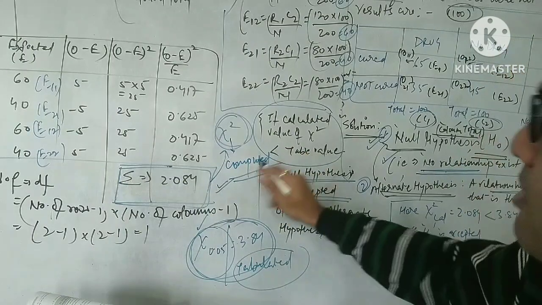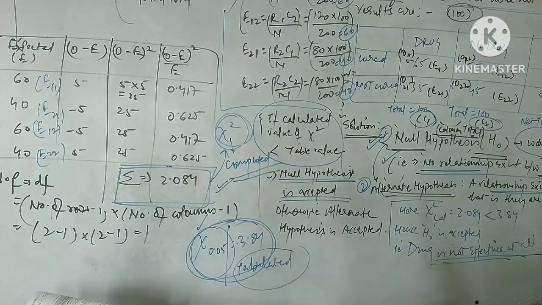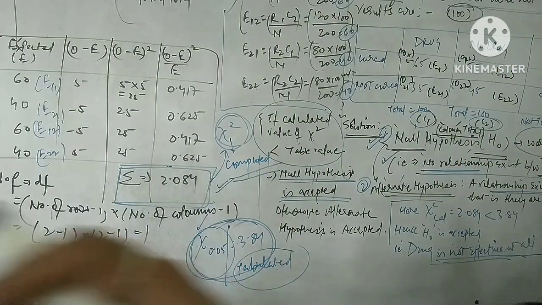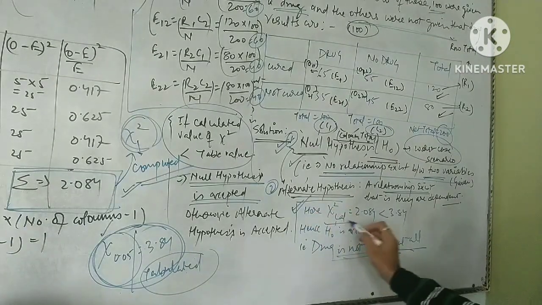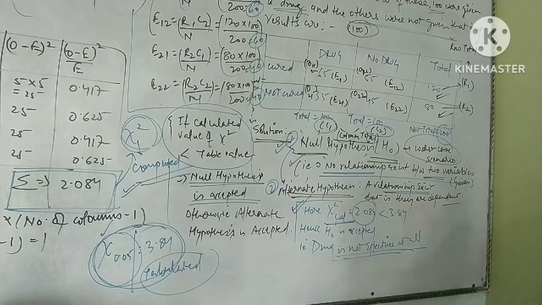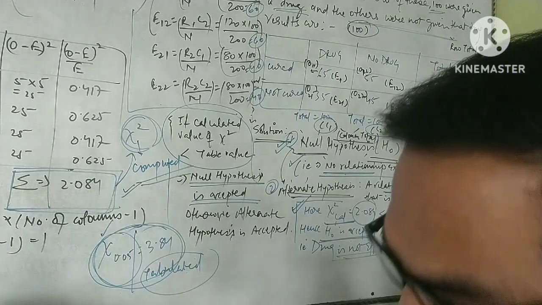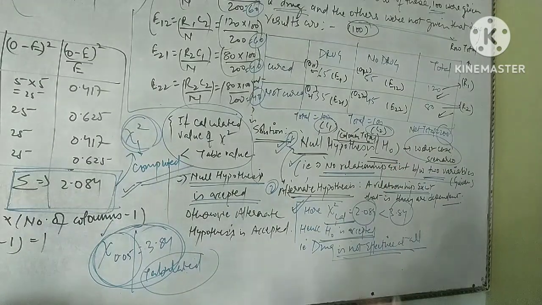Here the computed value is 2.084, which comes less than 3.84. Hence H0 is accepted. H0 means the null hypothesis is accepted, and the null hypothesis says that the drug is not effective at all.